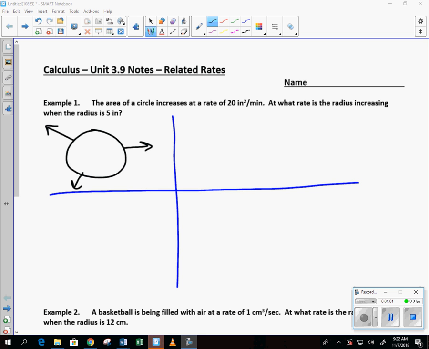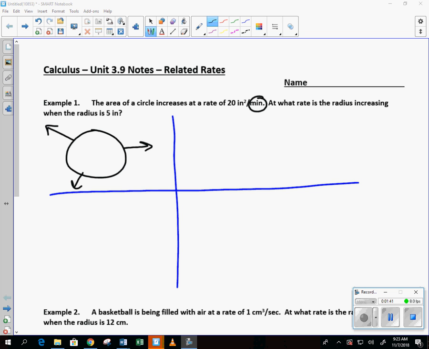Great. I want you to think of all the things that are changing in this problem. The radius is changing. The area is changing. Circumference is changing. Diameter is changing. There's a lot of things changing, right? There's one thing that's changing that nobody mentioned. Time. Nice job. There it is.